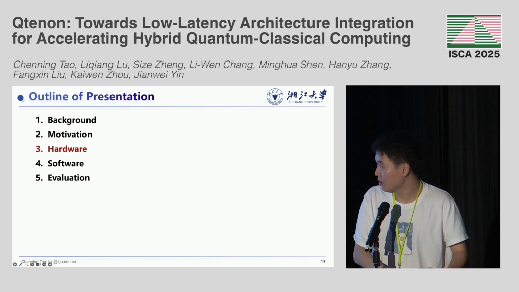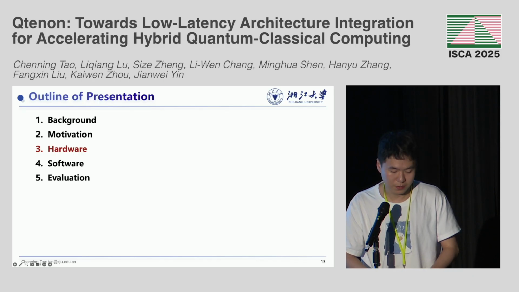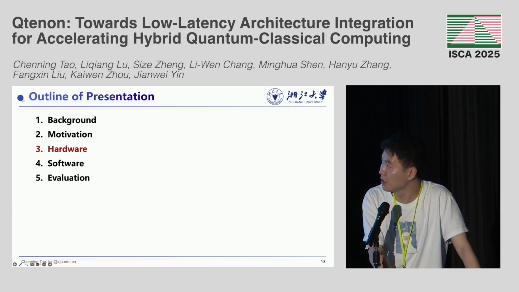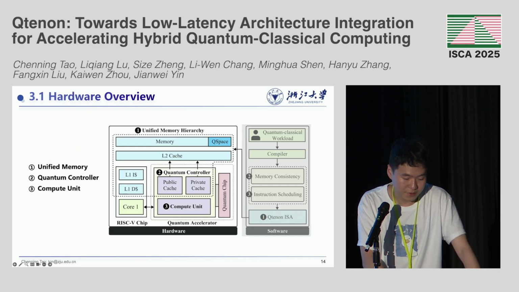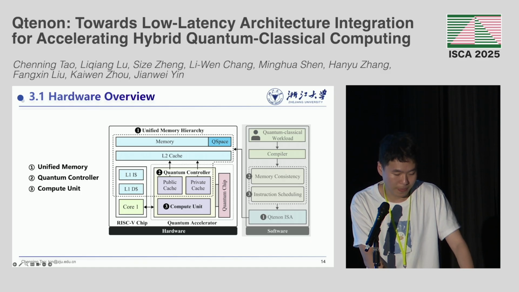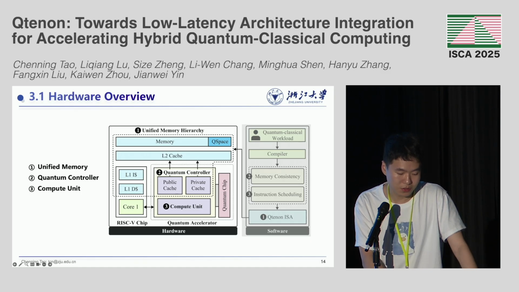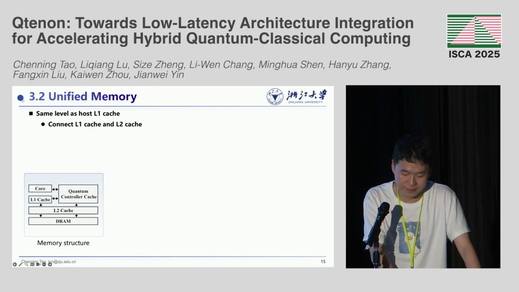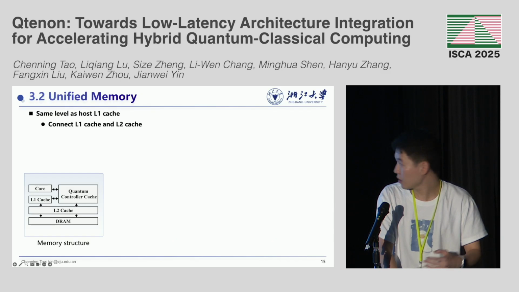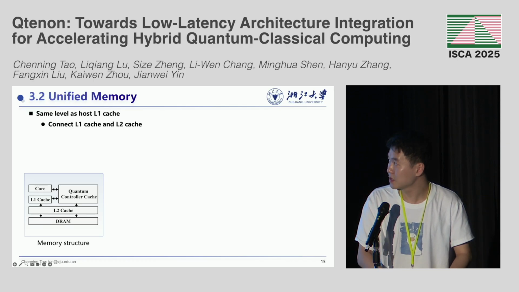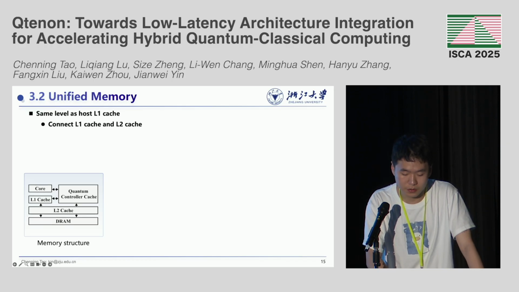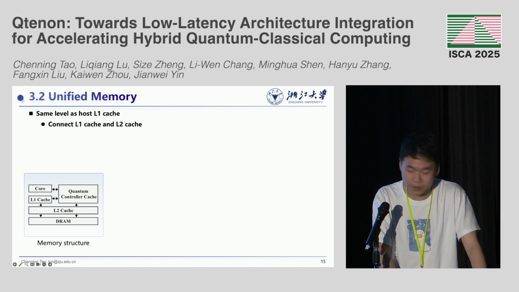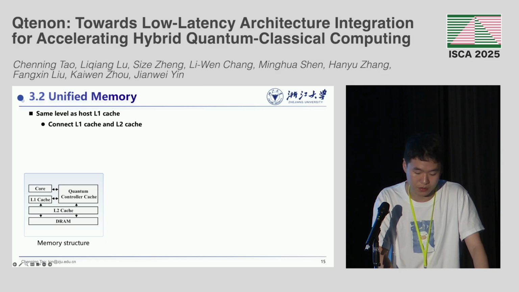So we will introduce our work Qtenon, which consists of two parts, the hardware part and the software part. For the hardware part, we have designed a unified memory interface with the quantum controller and the compute unit. For the unified memory, we have positioned the quantum controller cache at the same level as the L1 and L2 cache and designed dedicated data paths to enable fast communication between them.